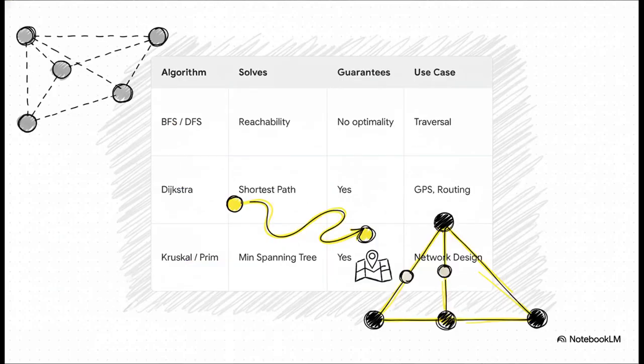Now let's just zoom out for a second and see the big picture. You have algorithms like breadth-first and depth-first search, which just tell you if you can get from A to B. Then you have Dijkstra, which finds the single best route. But Kruskal and Prim, they're in a class of their own. They're not concerned with routes at all. They're about designing the entire network for maximum efficiency.